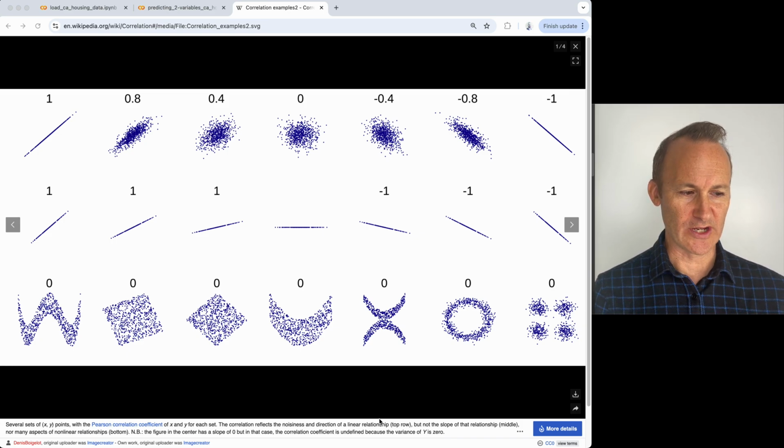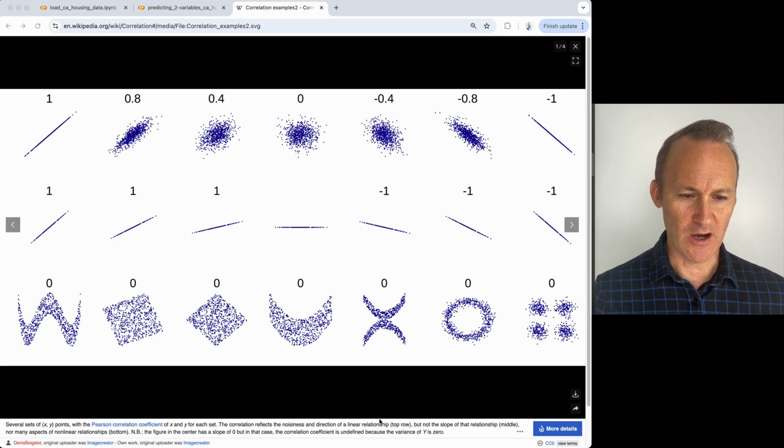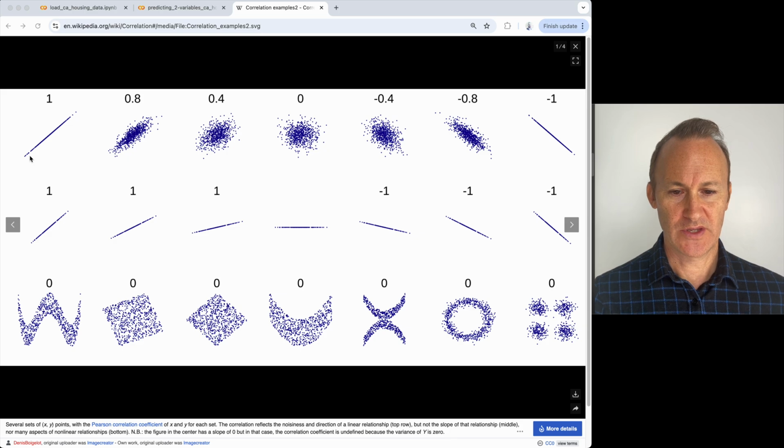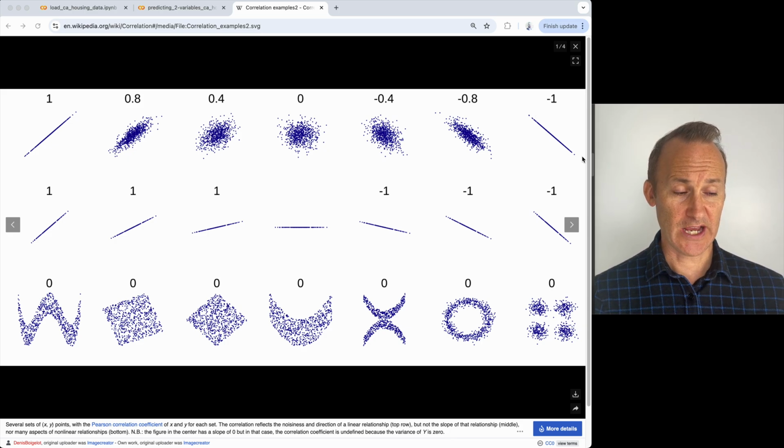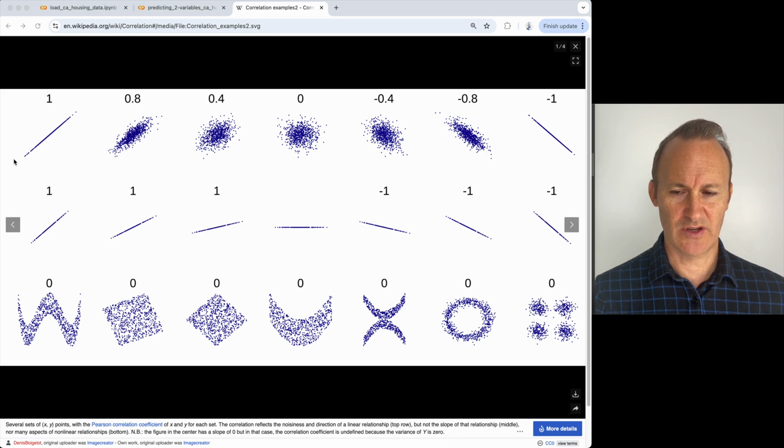So if you're new to correlation, Wikipedia has a great visual here of different correlations. If you just look at the top row, these are scatter plots. The perfect one, and note the perfect negative one, is where your scatter plots basically fall in perfectly straight lines. It means there's a perfect correlation and you can clearly predict one from the other.